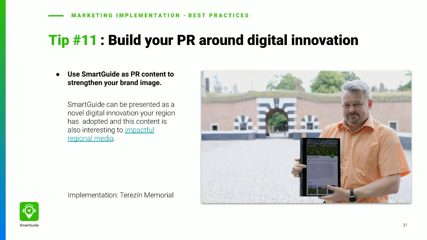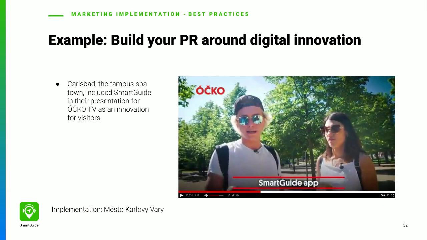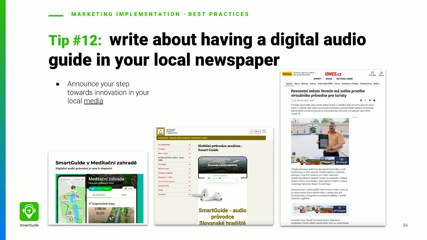You can also use SmartGuide as PR content to strengthen your brand image. SmartGuide can be presented as a novel digital innovation your attraction has adopted, and this content is also interesting to impactful regional media. For example, Carlsbad, the famous spa town, included SmartGuide in their presentation for Ochco TV as an innovation for visitors. Another tip is to let your local newspaper write about you having a digital audio guide. Struggling with the text? We can write it for you based on your newspaper's requirements.